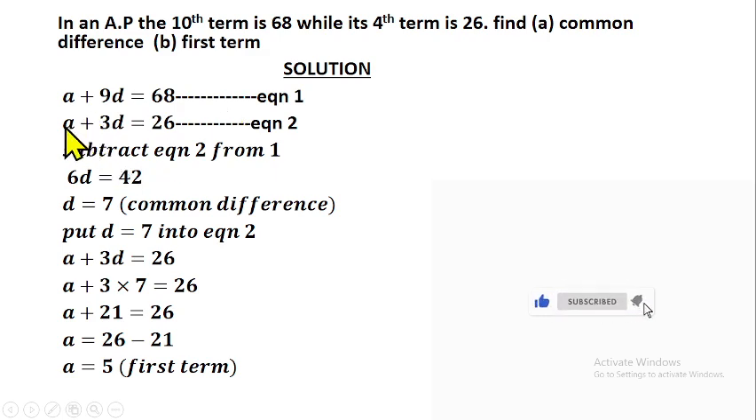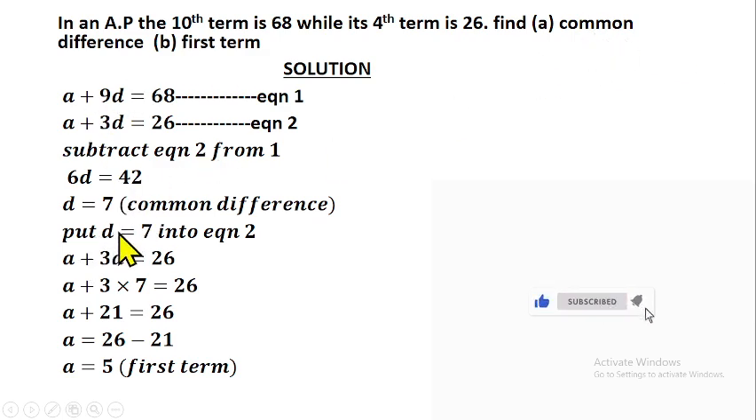So in this case, we subtract equation 2 from equation 1. That means we have A minus A, that gives us 0. 9D minus 3D gives us 6D. Then 68 minus 26 gives us 42. From there, we can divide both sides by 6 to get the value of our D. So D will be equal to 7. That's the common difference.